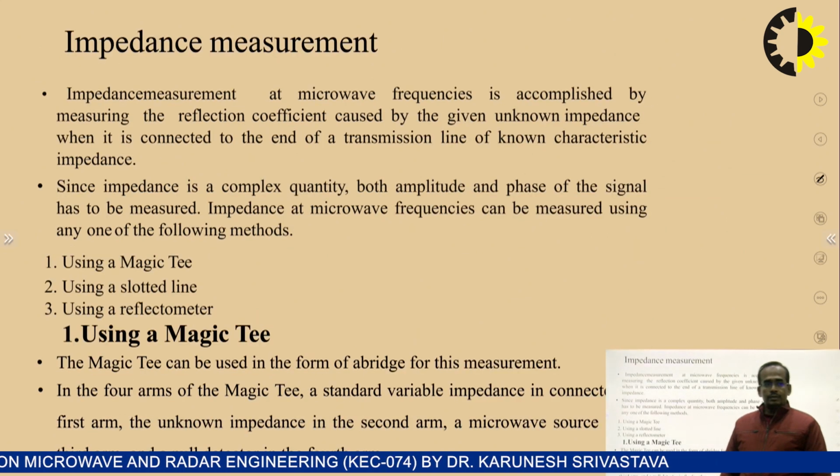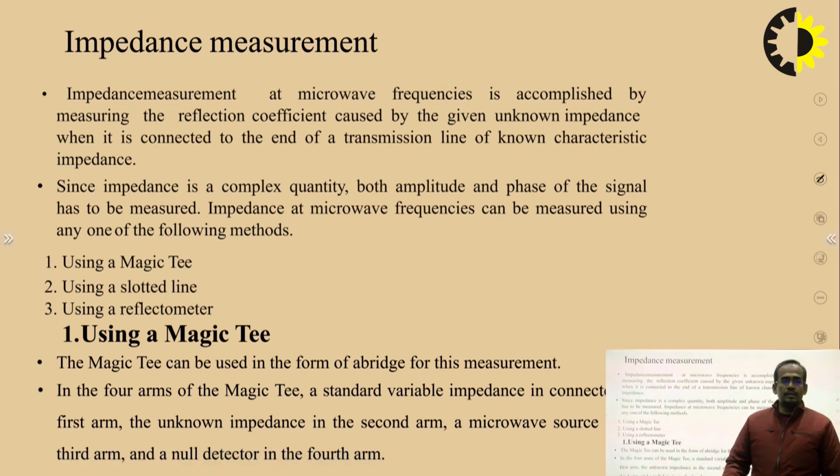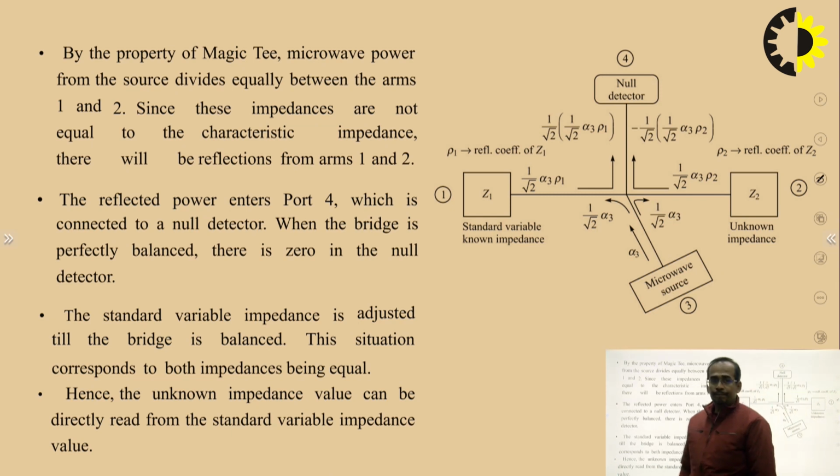In the four arms of the magic T, a standard variable impedance is connected in the first arm, and the unknown impedance is connected to the second arm. A microwave source is in the third arm, and the null detector is connected to the fourth arm. So this is the figure of the magic T.